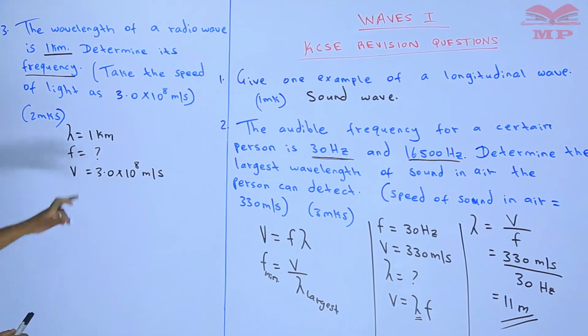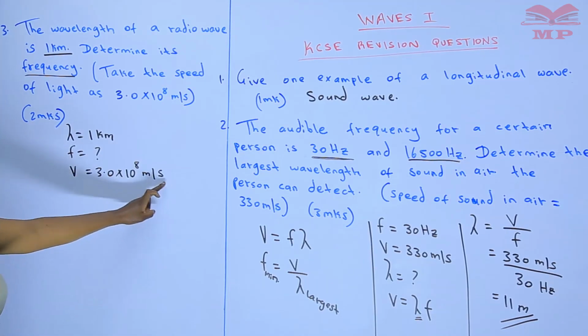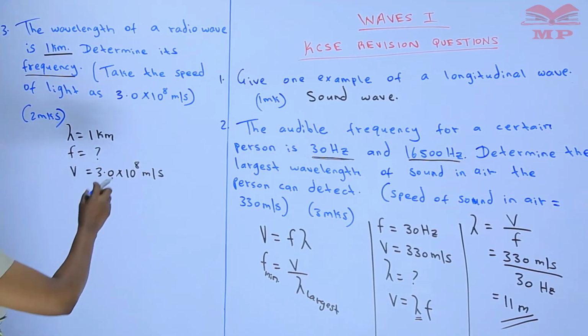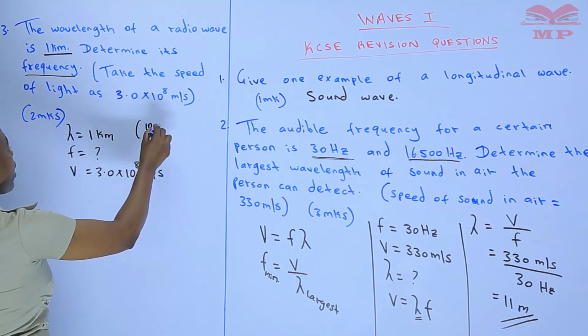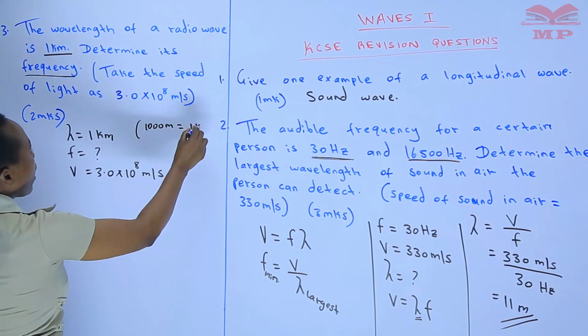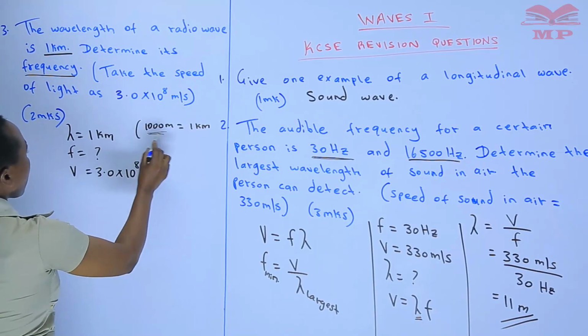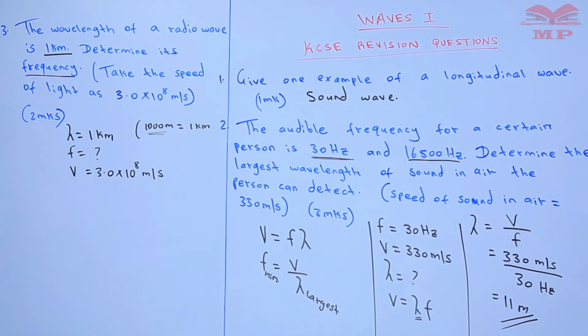Before we calculate the frequency, we can see the speed is in its SI unit, but the wavelength is not. So we need to convert kilometers into the SI unit of wavelength, which is meters. And we know very well that 1,000 meters make 1 kilometer, so it is an equivalent of 1,000 meters. So our wavelength is 1,000 meters.